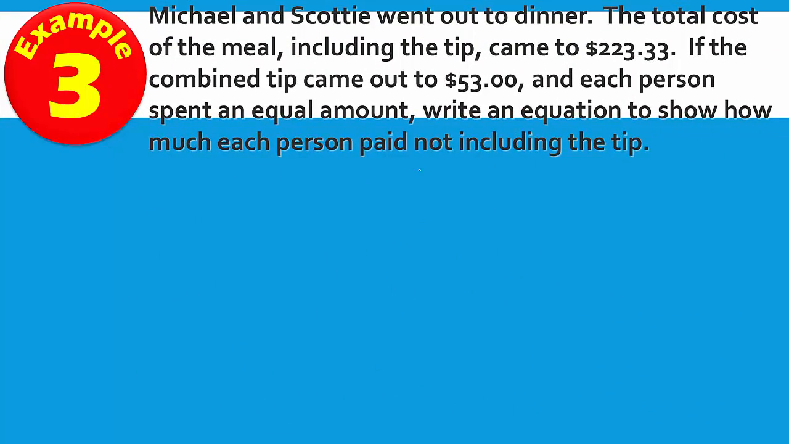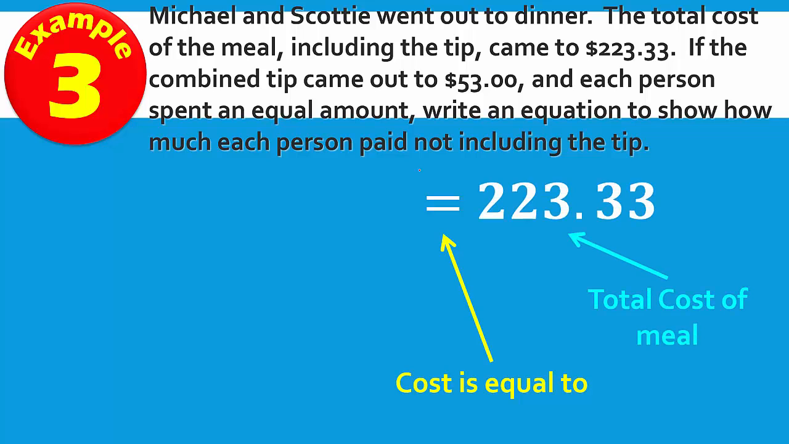And then finally, Michael and Scotty went out to dinner. The total cost of the meal, including the tip, came to $223.33. So the combined tip was $53, and each person spent an equal amount. So we need to write an equation to show how much each person paid, not including the tip. So we need to say this is equal to, because it says that they spent an equal amount.